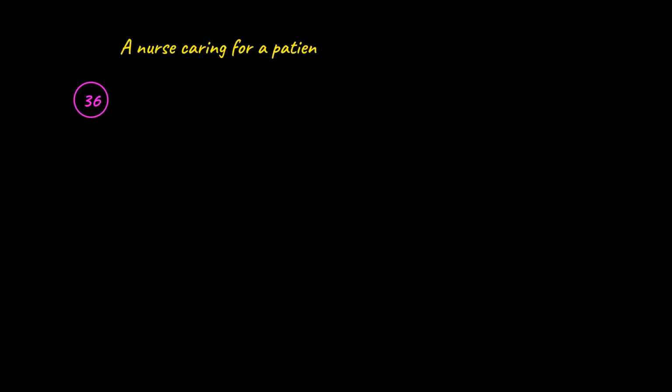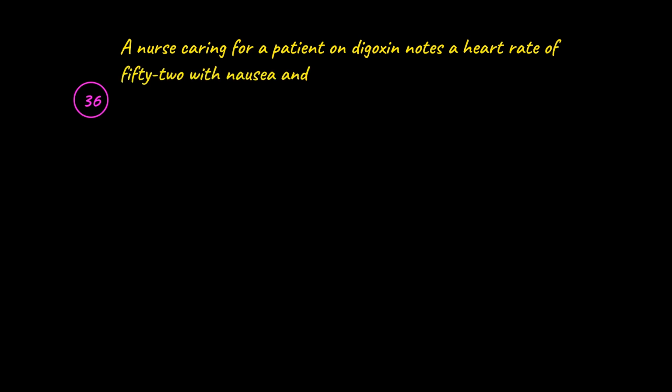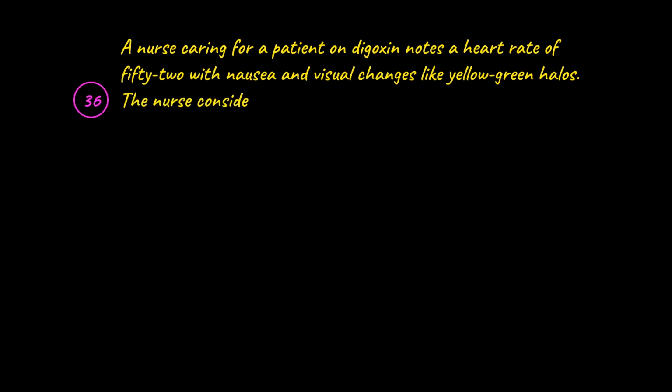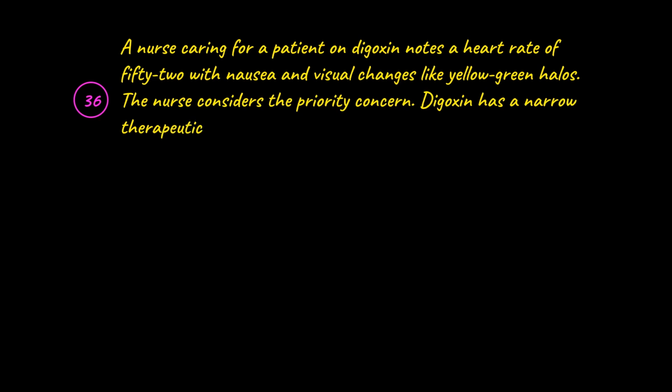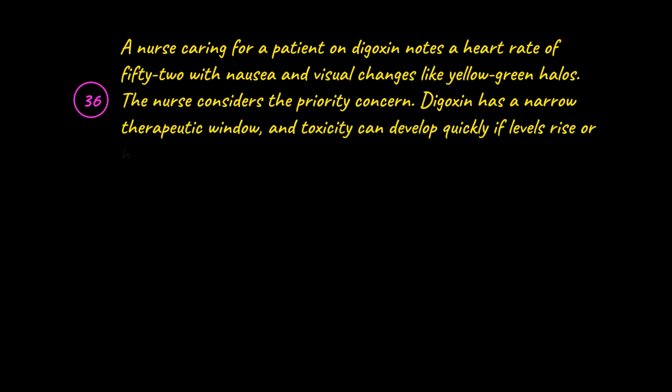Question 36. A nurse caring for a patient on digoxin notes a heart rate of 52 with nausea and visual changes like yellow-green halos. The nurse considers the priority concern. Digoxin has a narrow therapeutic window, and toxicity can develop quickly if levels rise or hypokalemia develops.